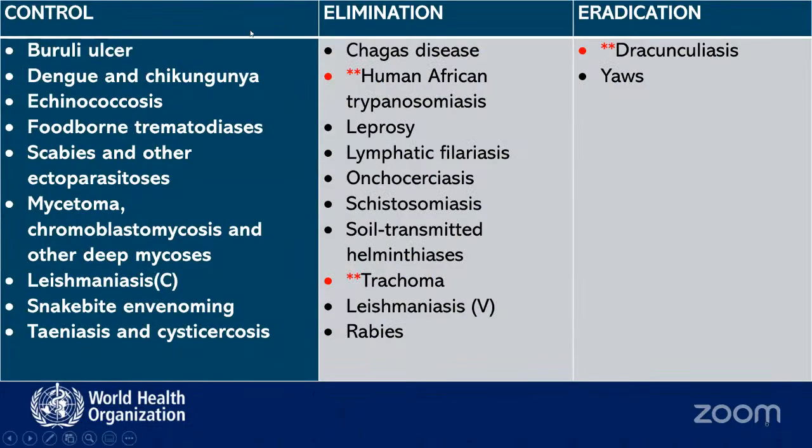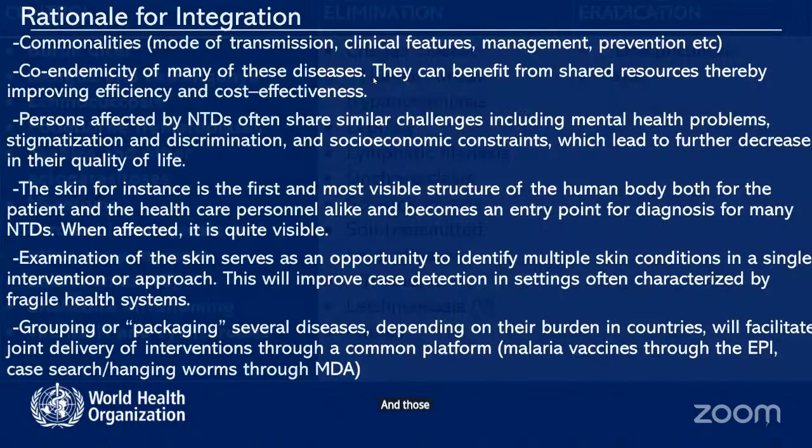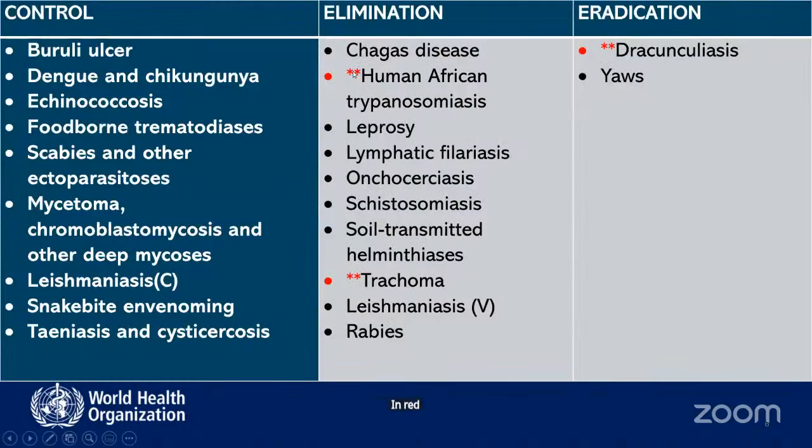So this is a summary, a table showing the diseases which are under control, diseases which are earmarked for elimination, and then diseases that are earmarked for eradication. And those marked in red, with the red asterisks, are the ones that Ghana has been able to eliminate as a public health problem and also eradicate.